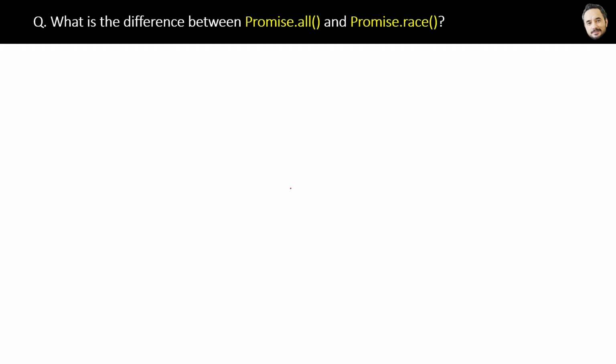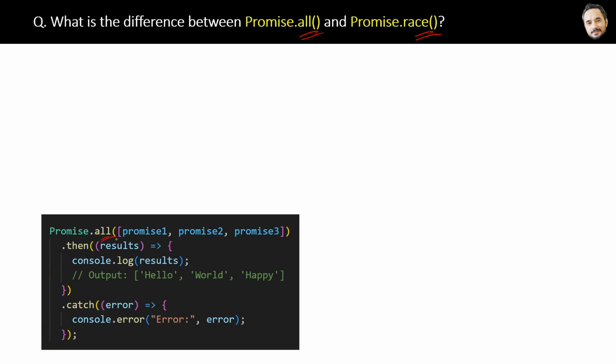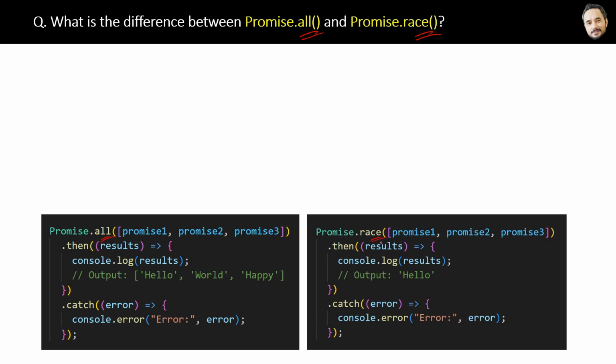What is the difference between Promise.all and Promise.race? And we already know, I think, here is the code of Promise.all and Promise.race. The code is very similar, but the output is different.